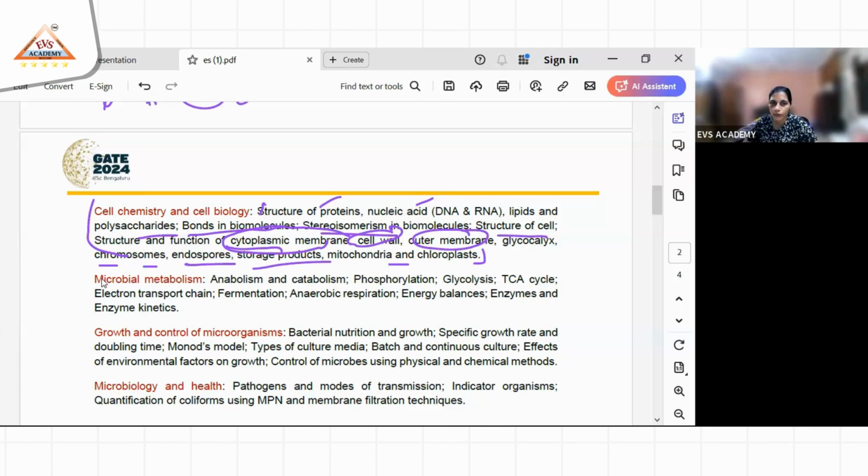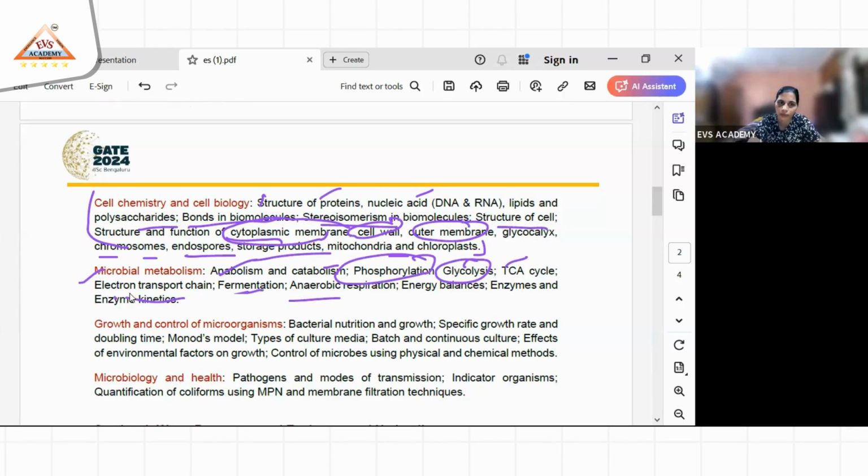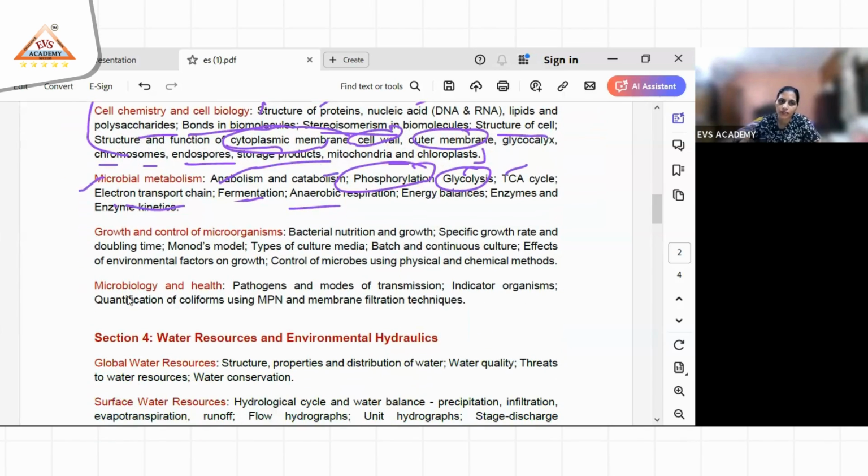Okay. After this, microbial metabolism: anabolism and catabolism, phosphorylation, glycolysis, respiration cycle, tricarboxylic acid cycle, electron transport chain, fermentation, anaerobic respiration, energy balance. All these things come under microbial metabolism. After this is the growth and control of microorganisms: bacterial nutrition and growth, specific growth rate and doubling time. Okay, this one is the important portion from this part.